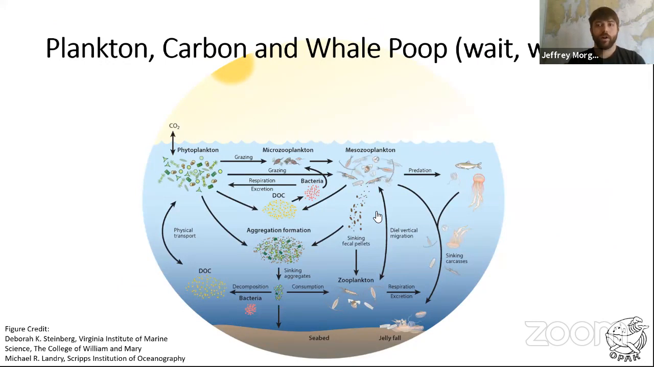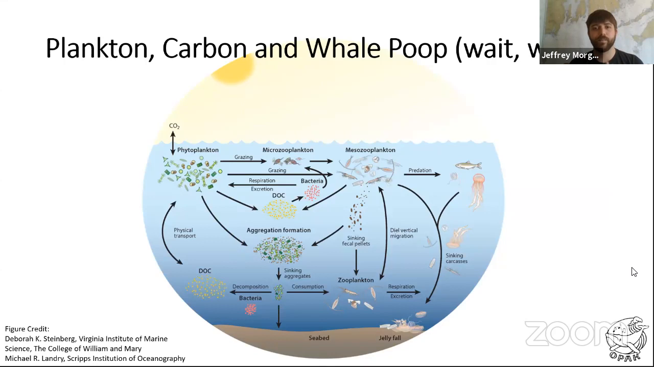So plankton, carbon, and whale poop. Wait, what? Whale poop. So plankton is really important for the oxygen that we breathe. And as we saw for the whole marine food web, when we're talking about carbon, our phytoplankton are drawing in that CO2 when they're photosynthesizing. And that's going to hold that carbon in the ocean.